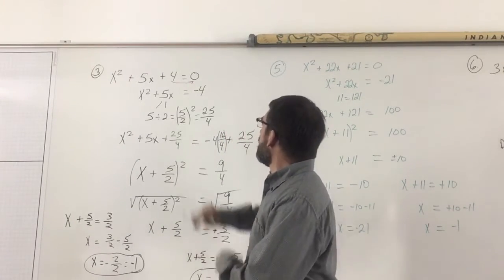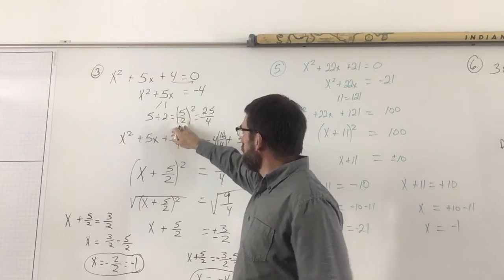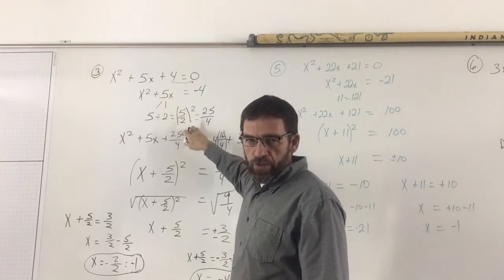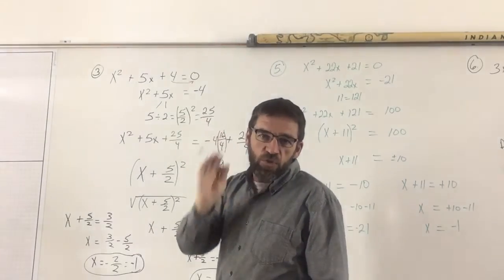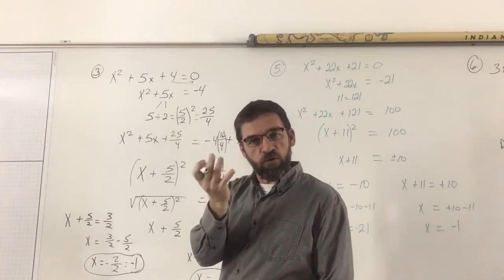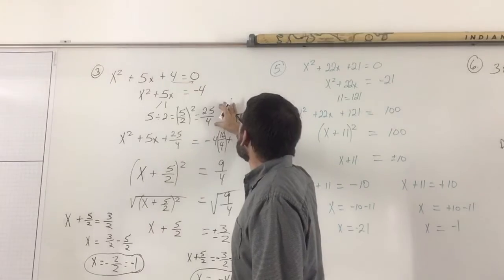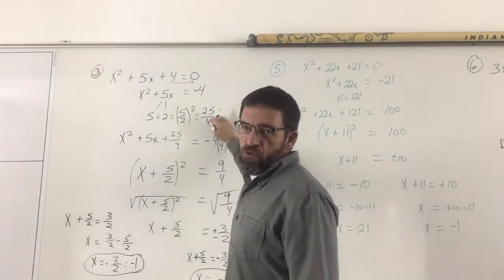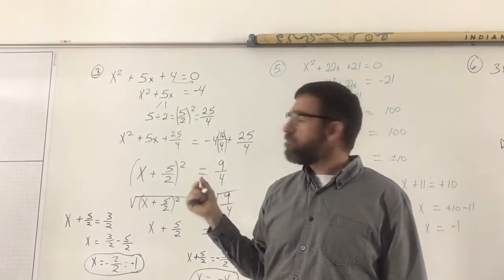Now, you got 5 over 2, and remember the second thing I did? I have to square it. So you square 5 over 2: you square 5, and you square 2. 5 5s is 25. 2 2s are 4. The square of 2 is 4. So here's my 25 over 4. Do you remember the third step that I said? Add it to both sides.